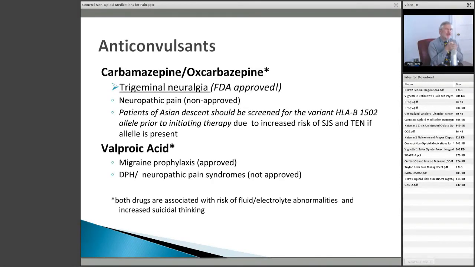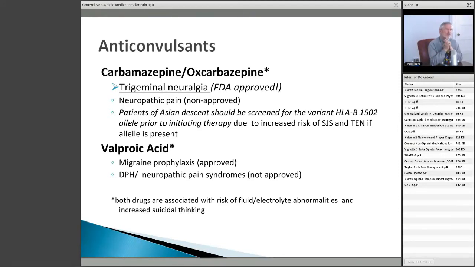Not many of you, I imagine, use carbamazepine or oxcarbazepine. These are somewhat specialized drugs for neuropathic pain. As mentioned, we do use them in tic douloureux, trigeminal neuralgia, and it is approved. We can also use these in neuropathic pain. It's third line for some neuropathic pain states.